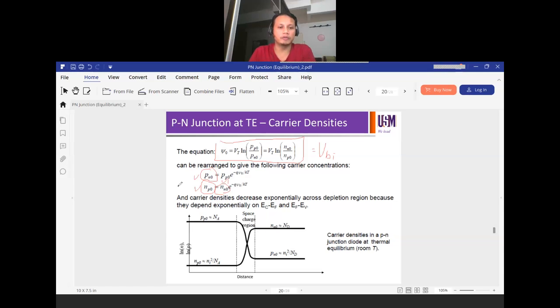Because if you look at this diagram, the below diagram, okay, now you look at this diagram, you tell me which side is P-type, which side is N-type. Look at the diagram and see which side is P-type, which side is N-type.